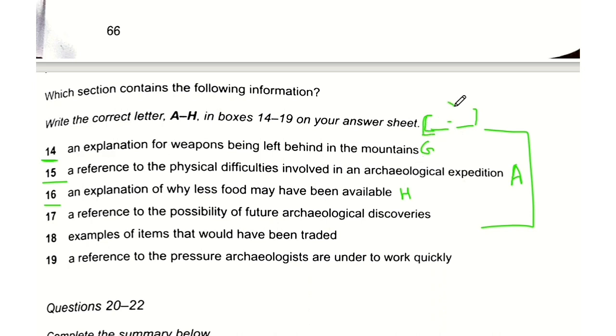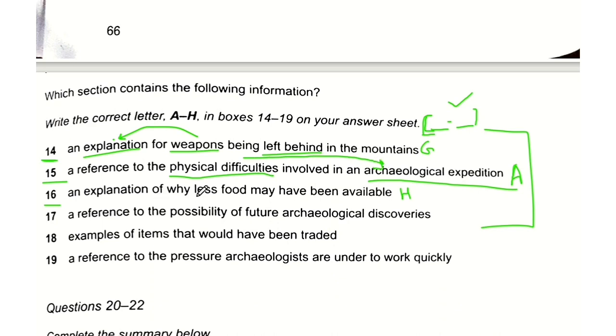So when you're looking back at the question, you don't have to read the whole question again and again. When you look at the words which you have written down, you must really understand what the question is. Or what you can do is mark the important words and use some arrows to connect them with the exact information, so that you don't have to read the question again and again. For example, in the 15th question, we see a reference to the physical difficulties involved in the archaeological expedition. Physical difficulties in archaeological expedition. You can just underline the words and use arrows to connect them so that you clearly understand what the question is.